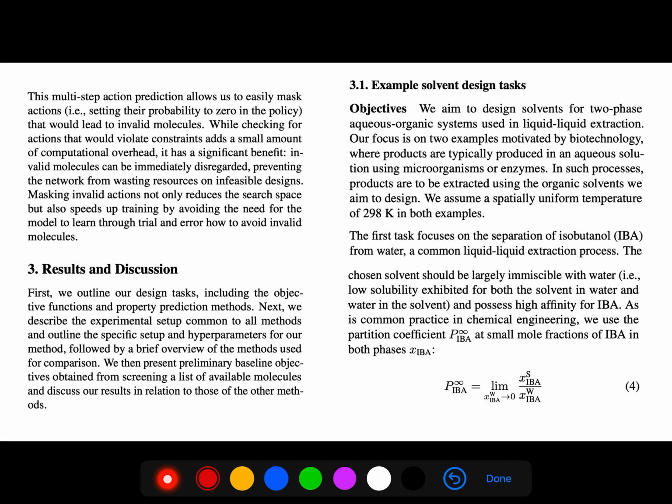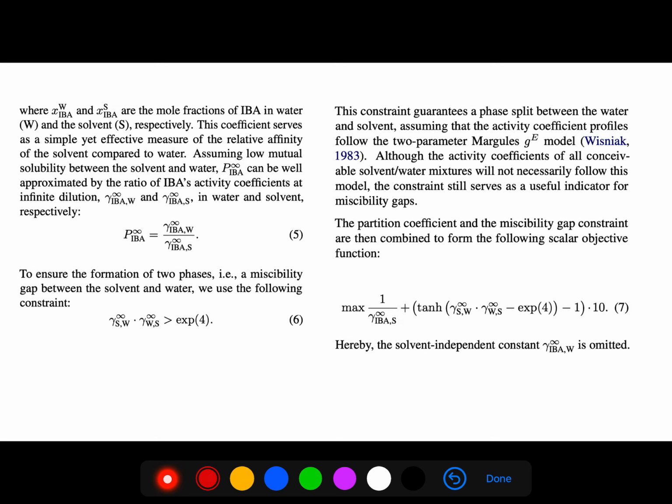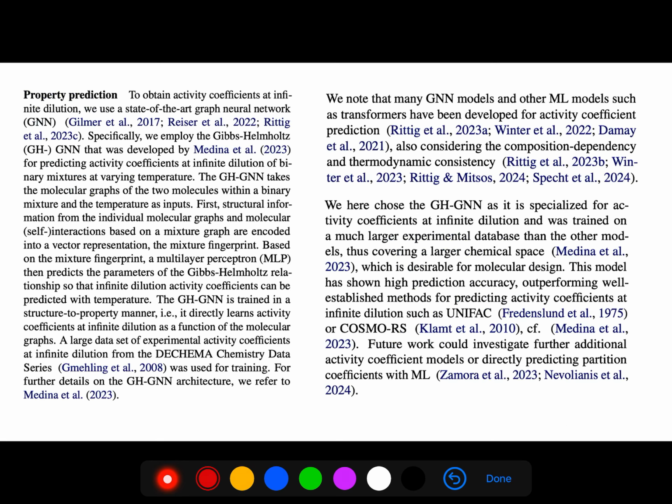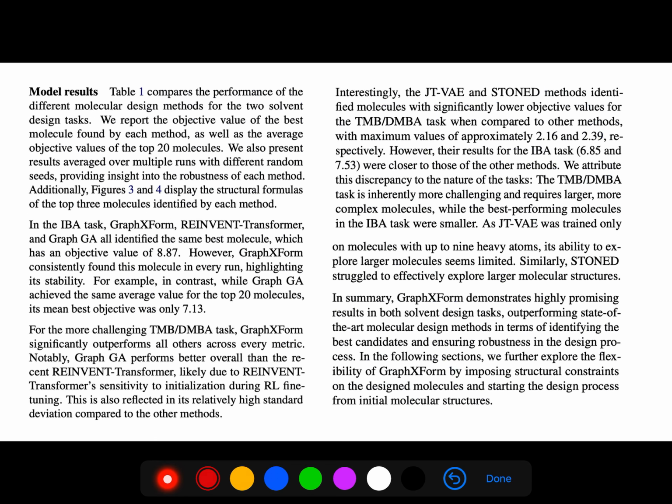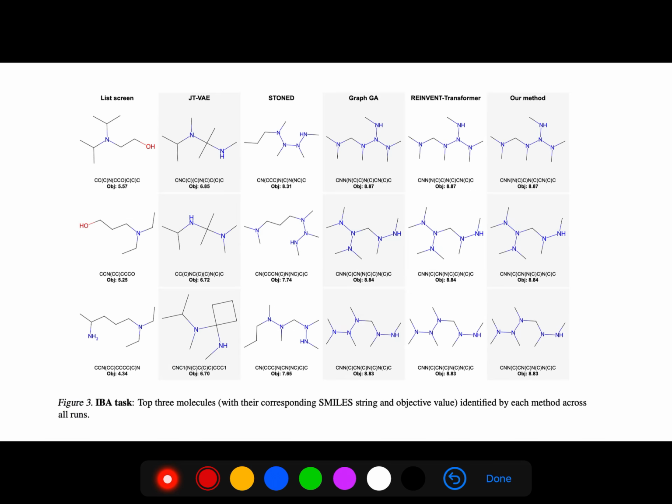The first task focuses on the separation of IBA from water, a common liquid extraction process. And so this is the experiment they did. They compared with REINVENT, Transformer, and Junction Tree VAE. They compared with these very good baselines. And these are the top 3 molecules.